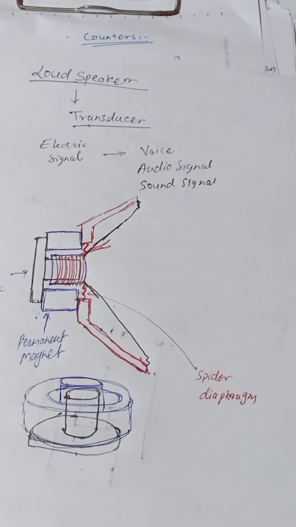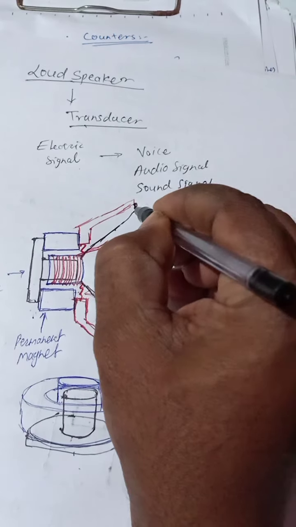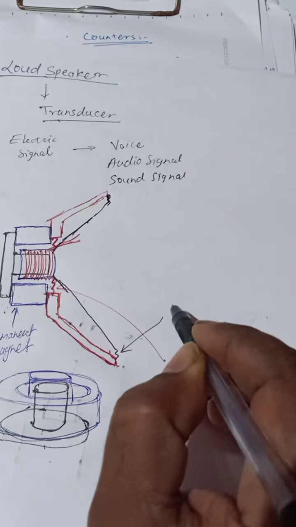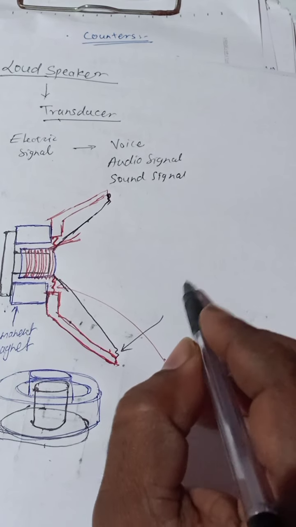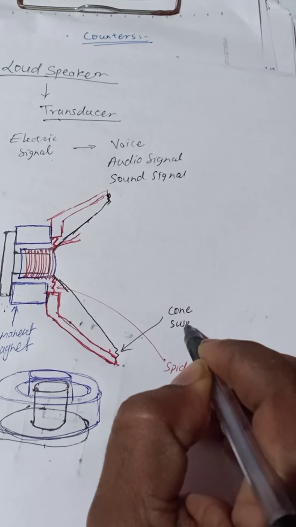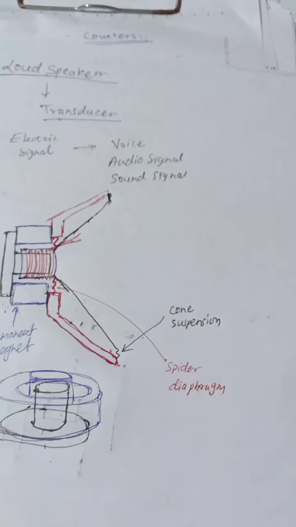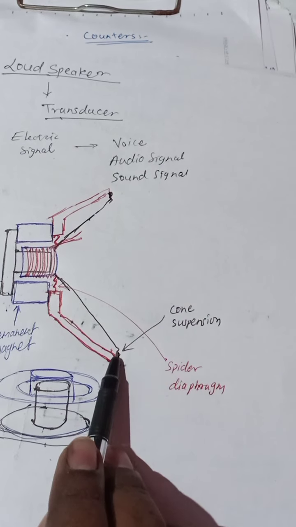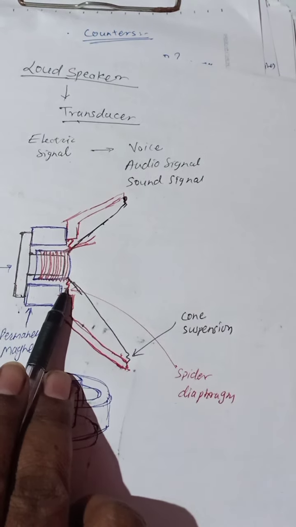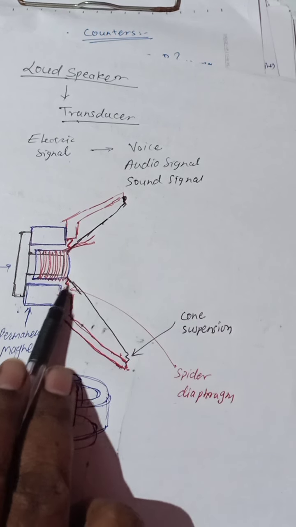Okay, so this is a cone suspension, the corrugations. You can name it as a cone suspension. This is also a spring action. This spring action, this diaphragm, also the spider diaphragm, is also suspension.